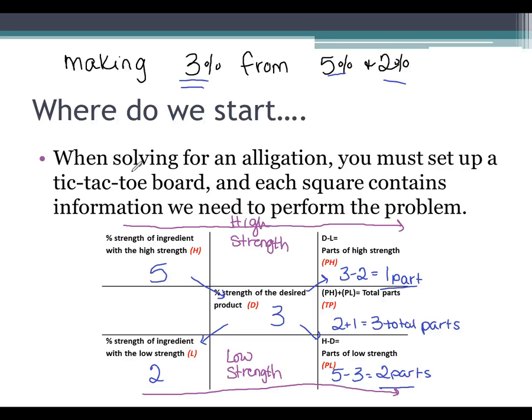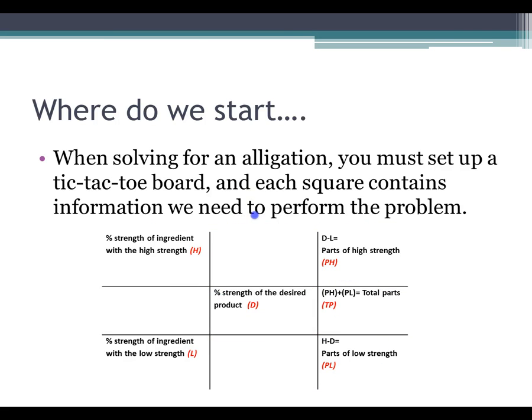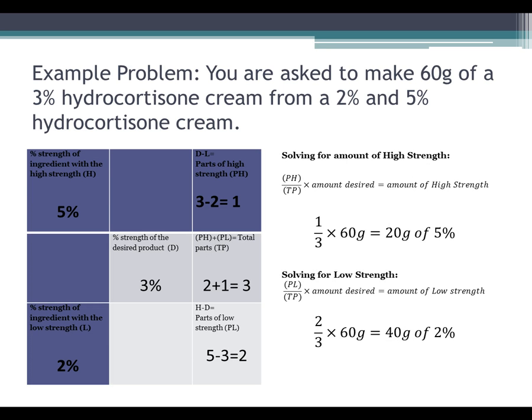This tic-tac-toe grid that we've just filled out is now our recipe. We're actually now going to use that recipe to calculate exactly how much of each is needed to prepare what's ordered. So let's take a look and see what that looks like. What I've done here is basically copied our grid onto this slide. So I have 1 part, my 2 parts, and my 3 total parts. And then I have your question. We're making 60 grams. How much we're responsible for making is very important here.